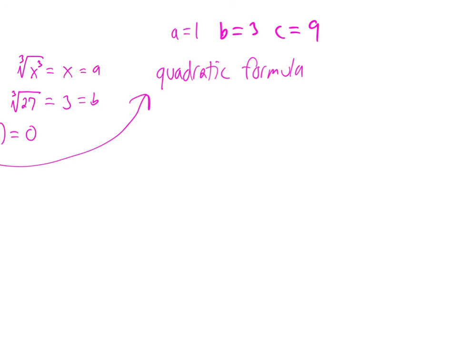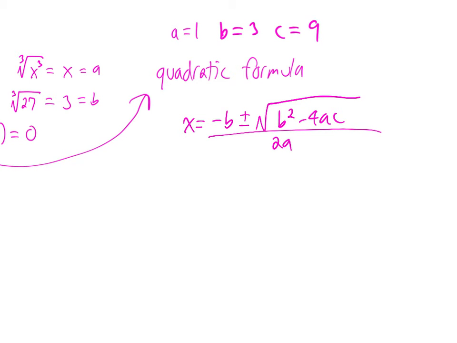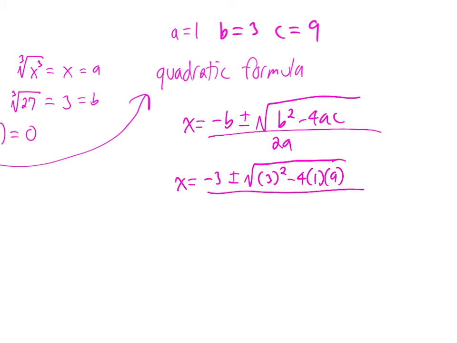So we're going to plug into the quadratic formula, which is x equals negative b plus or minus the square root of b squared minus 4ac, all over 2a. So let's plug it in now. Here we go. x equals, opposite of b is negative 3, plus or minus the square root of b squared, which is 3 squared in parentheses, minus 4 times a, which is 1, times c, which is 9, all over 2 times a, which is 1.